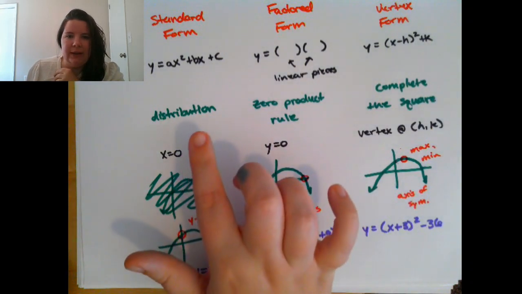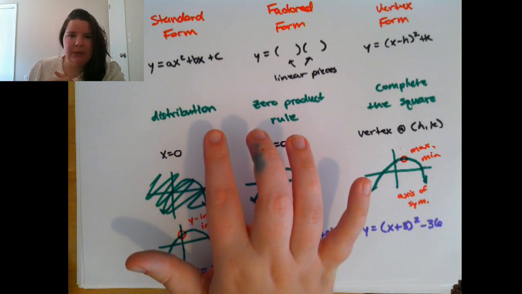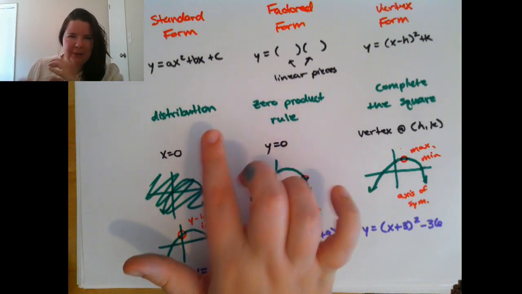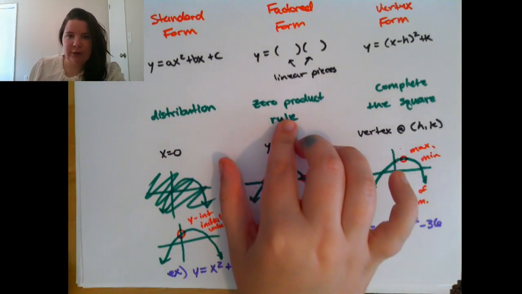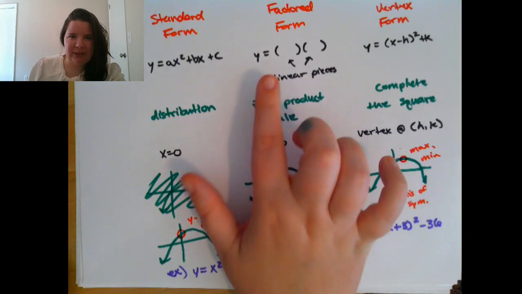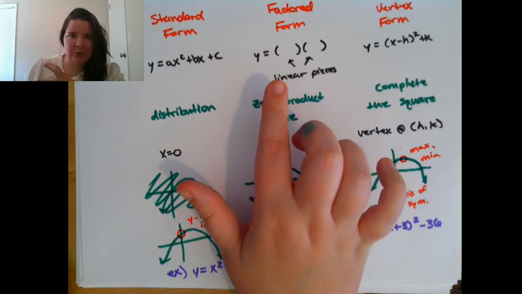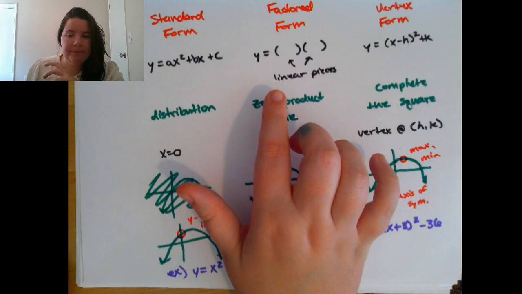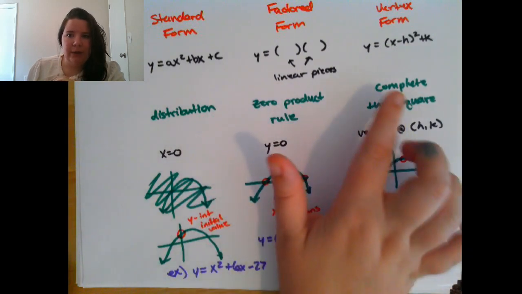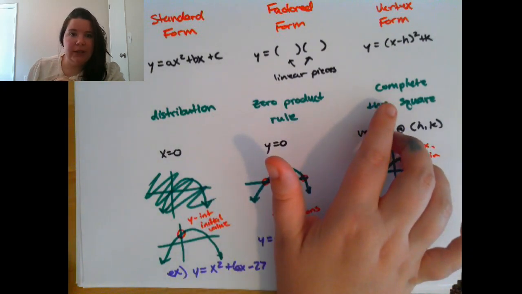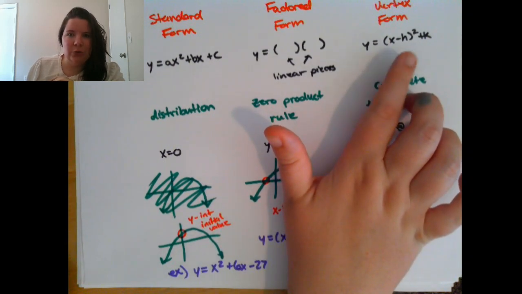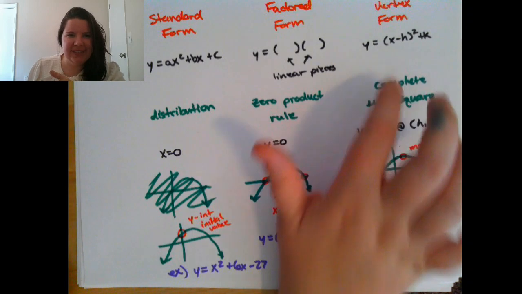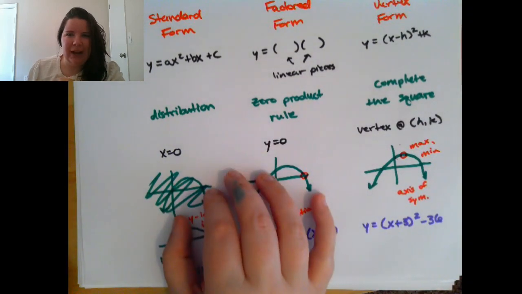For these, the different tools we often use, standard form, distribution. A lot of times we're multiplying everything out to get to standard form. Factored form, we use the zero product rule. That's when we set the different pieces equal to zero in order to get x by itself really easily. And vertex form is that new tool, completing the square. That's when we're creating this new square piece and compensating for how we need to manipulate.